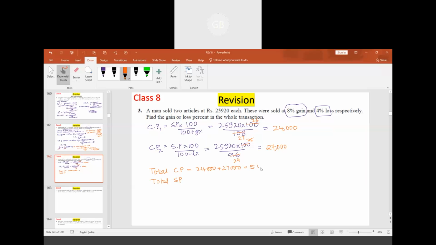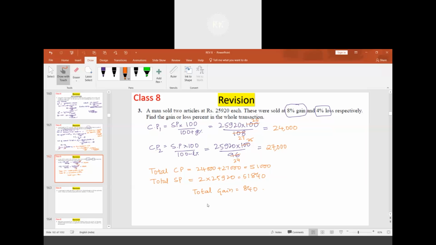Total selling price is 2 times 25,920, which is 51,840. So 840 is the profit, 840 is the gain. Total gain is 840.